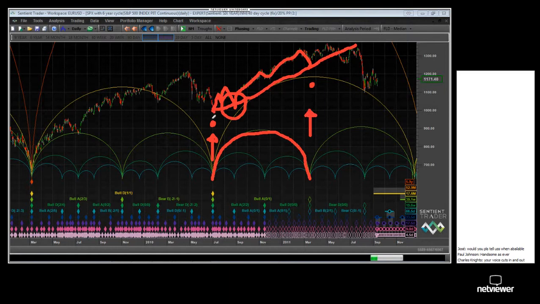We have constructed this trend line from this trough over here, okay, to this trough over here.